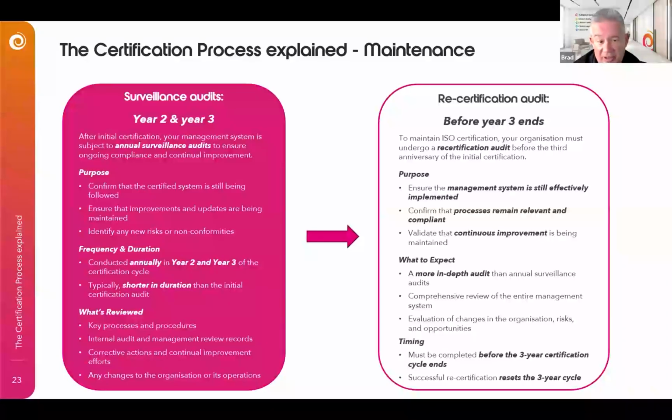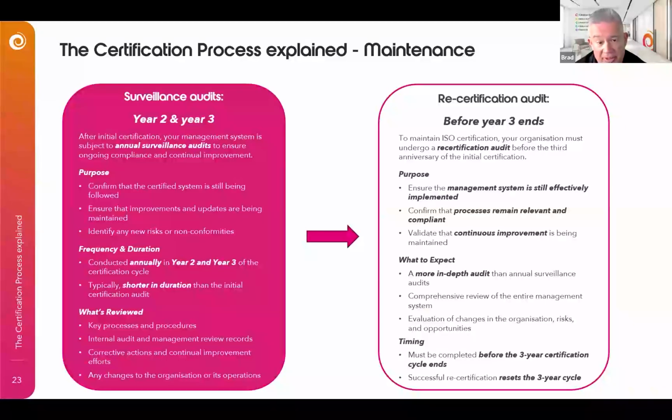It validates any continuous improvement. It also looks at any new things that have happened in the industry, in the business. So for example, if you've won a new contract for a specific client and you need to implement new processes or procedures for that specific client, we look at that and make sure that's been implemented correctly. If you've opened up any more branches, we look at those through surveillance in years 2 and 3, but a bit more in depth in the recertification audit.